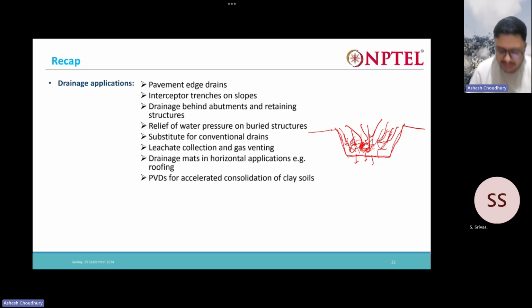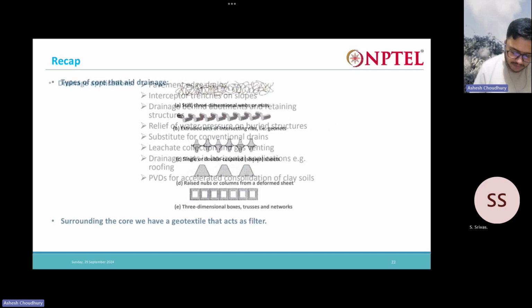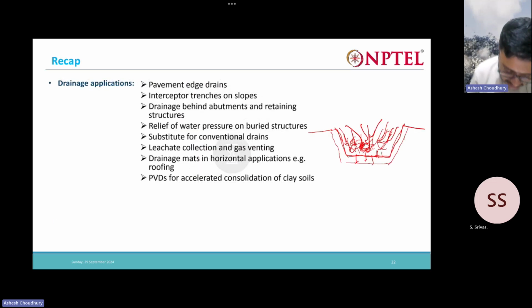Even if some amount does come through, we can provide a drainage layer here, a drainage geosynthetic. Whatever leachate comes can pass through the geotextile and come to the drains that you can have here. That we can do. One thing is that these are generally covered. One is the covered landfills.